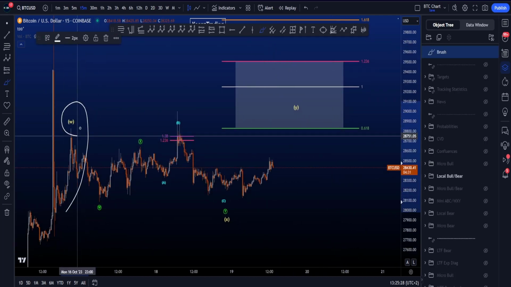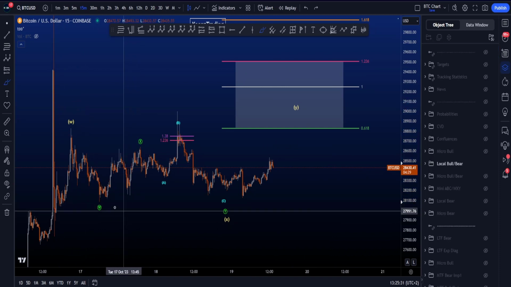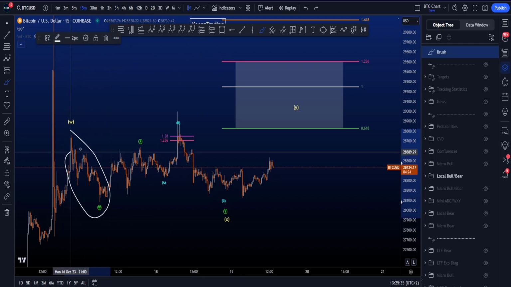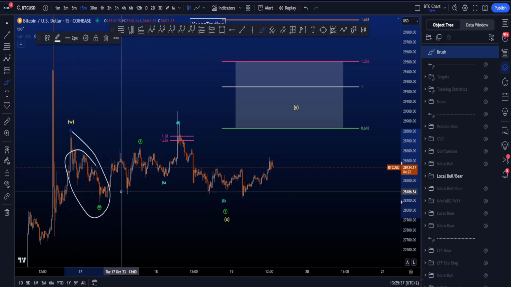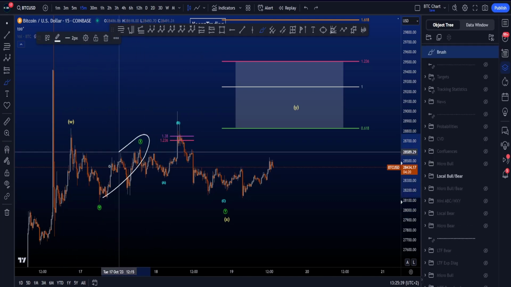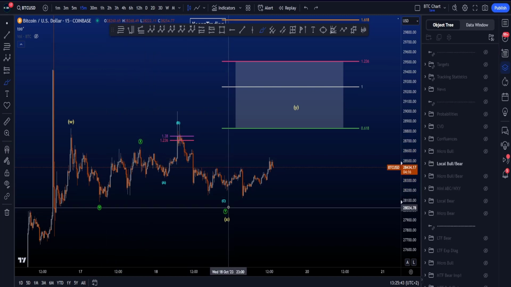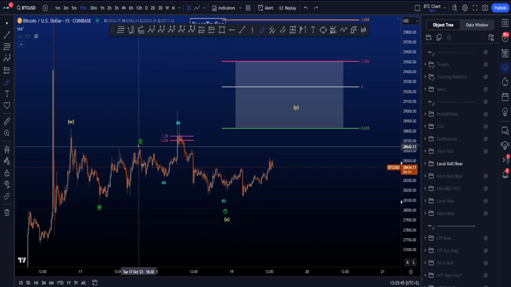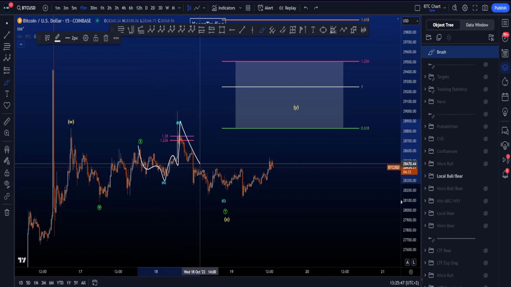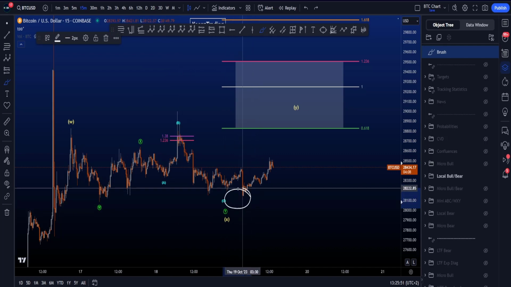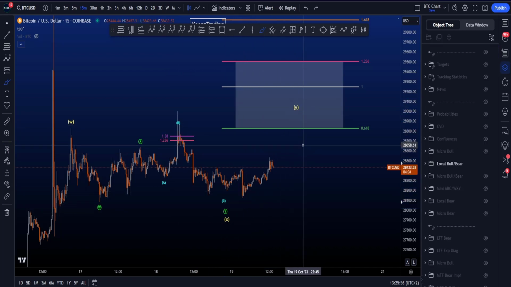Here we then have a W 3-wave structure in yellow, looking for then a green WXY, where W is then a zigzag or zigzag family pattern structure. Then you have a wave X, which most commonly is also a zigzag. And then in wave Y in green, we have a 3-wave A, 3-wave B, 5-wave C to the downside. So that means that this is then your low over here. And now you're looking for a wave Y to the upside.